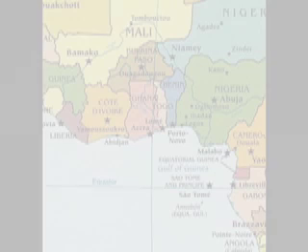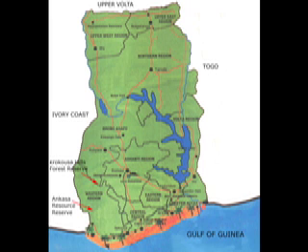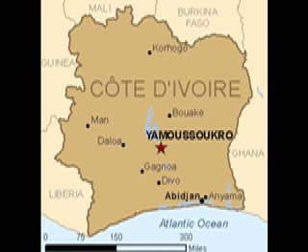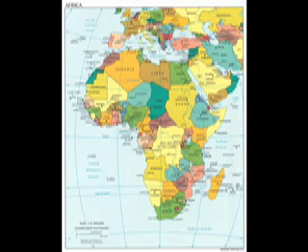Adinkra symbols developed alongside Akan languages, which are spoken by communities in West Africa. They developed primarily in two cultures, the Ashanti in Ghana and the Gaiaman in Côte d'Ivoire. Though the origins of the Adinkra are in West Africa, the symbols have become an important part of Pan-African and African diasporic symbology.